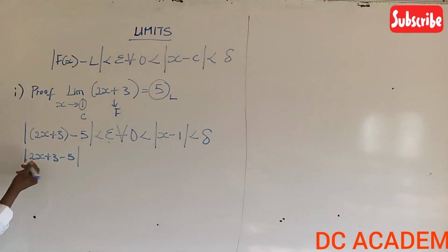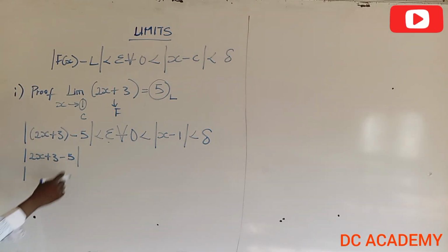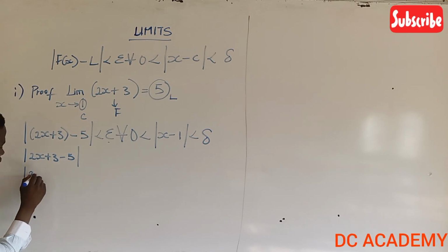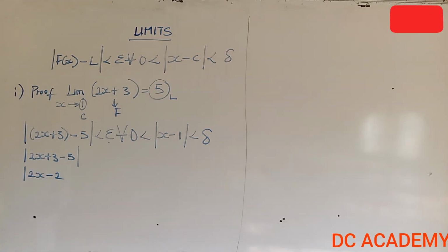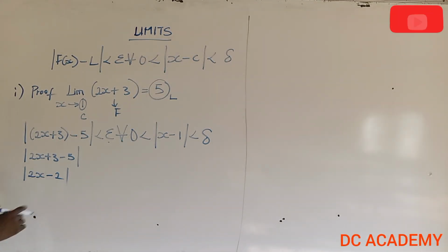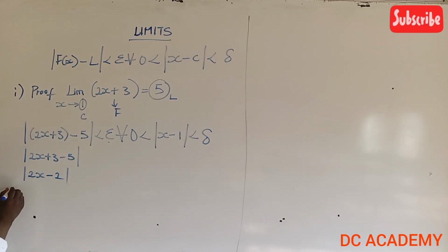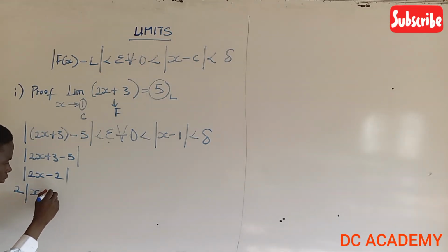So from here, work on this again. Plus 3 minus 5 is actually minus 2. We now have this as 2x minus 2. At this point, what can we do? We can factor out 2. We have 2 here and 2 here, so we factor out 2. We now have 2 times x here, and here is just minus 1.